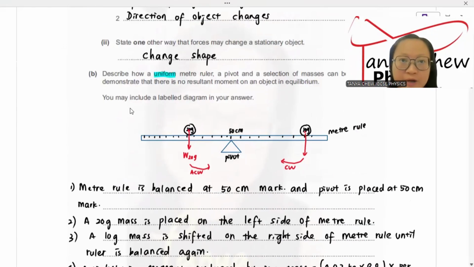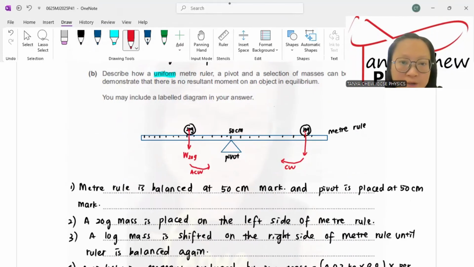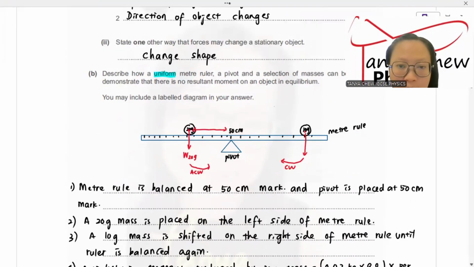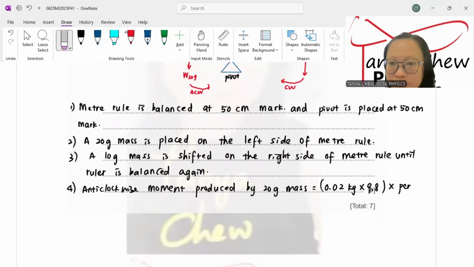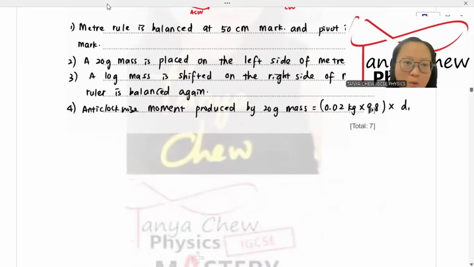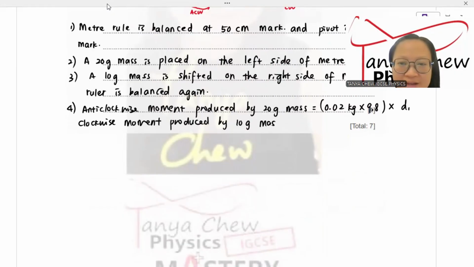Oh, I'll just put it in my diagram so it is easier. This is D1. This is D2. Easier. So when I draw a diagram, I have already labeled it on my diagram, so it's easier for me to just put it like this. D1. So the clockwise moment produced by 10 gram mass is equal to 0.01 kilogram multiplied by 9.8 times D2. Is it D2? Yes, D2.